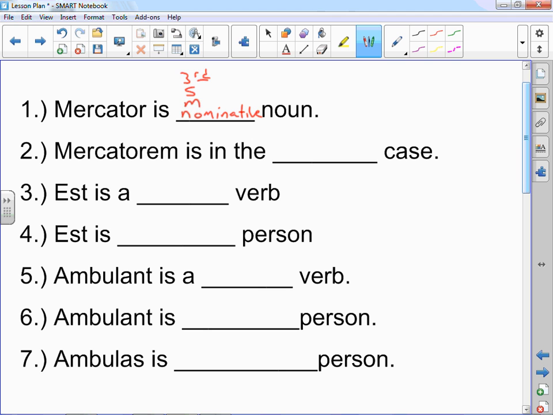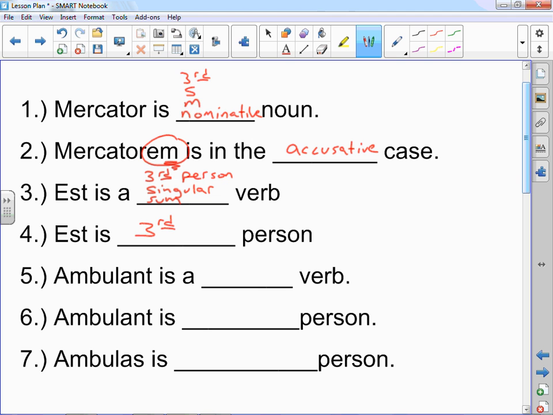Mercatorem is in what case? It is in the accusative case. The EM ending, M tells me that I have an accusative singular. Sunt is what kind of verb? Well, I know that it's third person. I know that it is plural. And I know that it comes from the conjugation of sum. Est is in what person? Well, third.